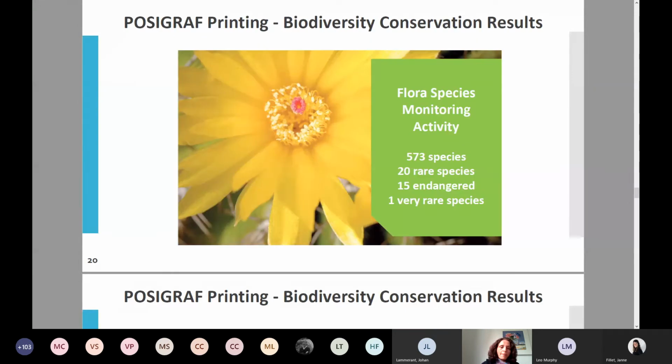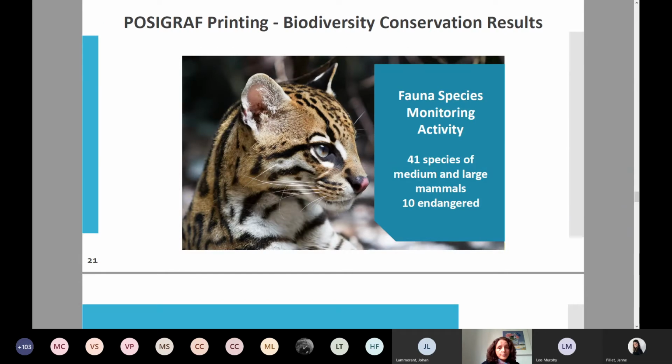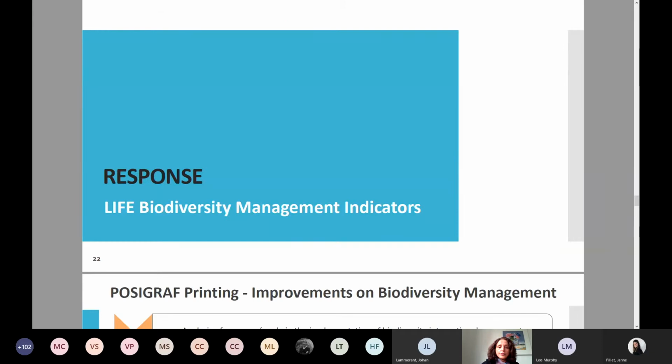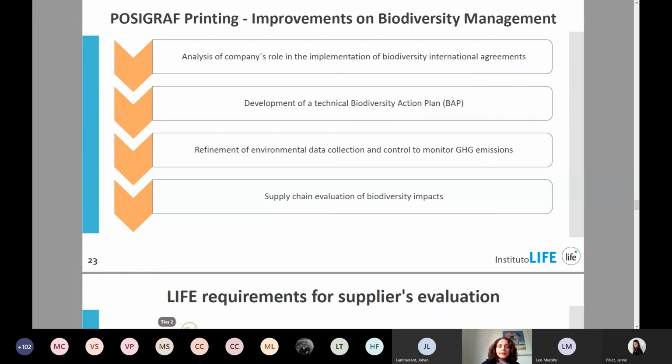Next one. Here you can see some conservation results. Flora species monitoring, next. Fauna species monitoring, it's a wonderful area. Very important area in this region. And still on response, as I told you before, we asked the company to improve the biodiversity management. We don't want paying for trash company. You've got to do something better.